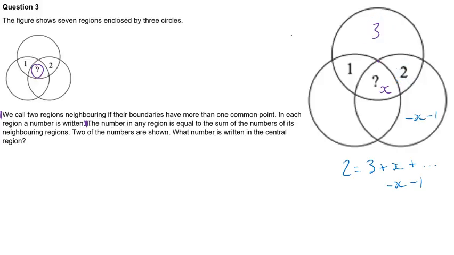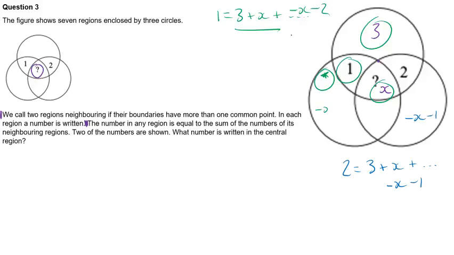2. In a similar way, we can work out what goes in this region here. So 1 is equal to 3 plus x plus whatever is going to be in here. We can see to make this equal to 1, it's going to have to be minus x minus 2.